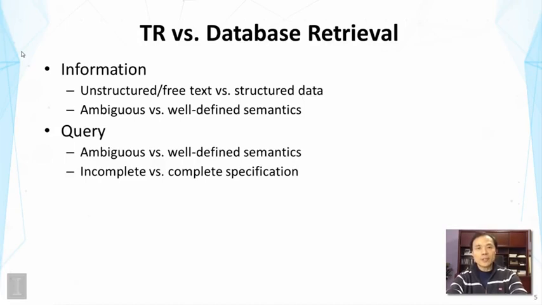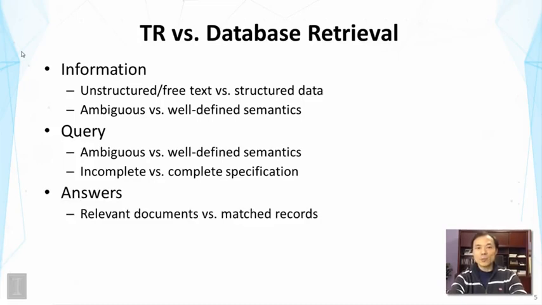There is also an important difference in the queries, and this is partly due to the difference in the information or data. So text queries tend to be ambiguous, whereas in database search, the queries are typically well defined. Think about the SQL query that would clearly specify what records to be returned. So it has very well defined semantics. Keyword queries or natural language queries tend to be incomplete also, in that they don't really fully specify what documents should be retrieved. Whereas in the database search, the SQL query can be regarded as a complete specification for what should be returned. And because of these differences, the answers will also be different.